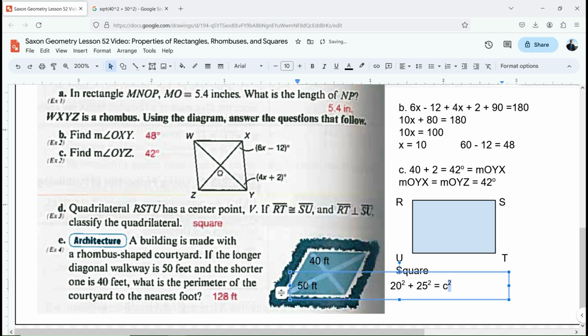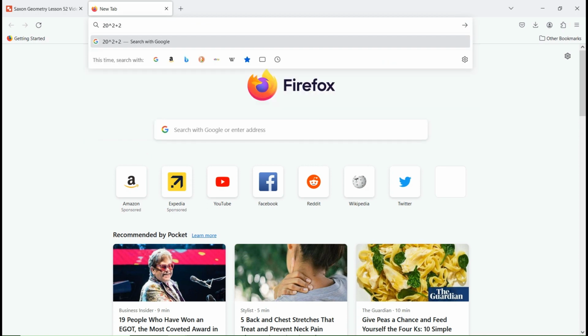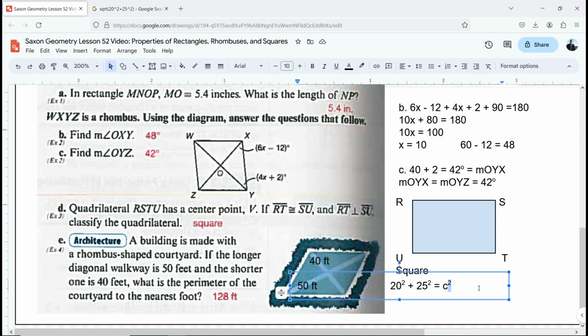Okay, so I need to take the square root of 20 squared plus 25 squared. Let's go ahead and do that. 20 squared plus 25 squared. And then we'll take the square root of that. And let's find out what we get as an answer. 32.01. Now, if I get that C is equal to 32.01 feet, I need to multiply that still times 4 to get the whole distance around.